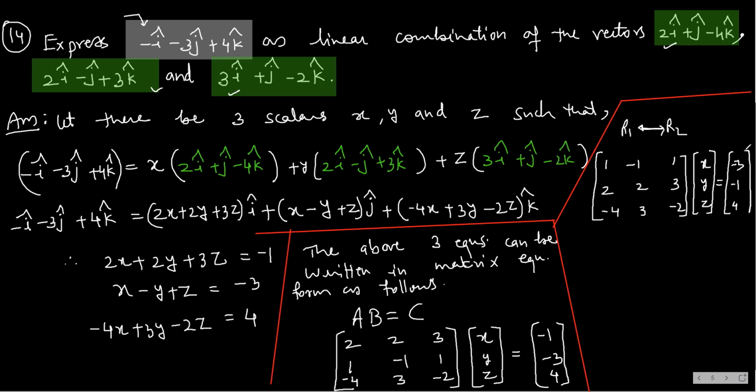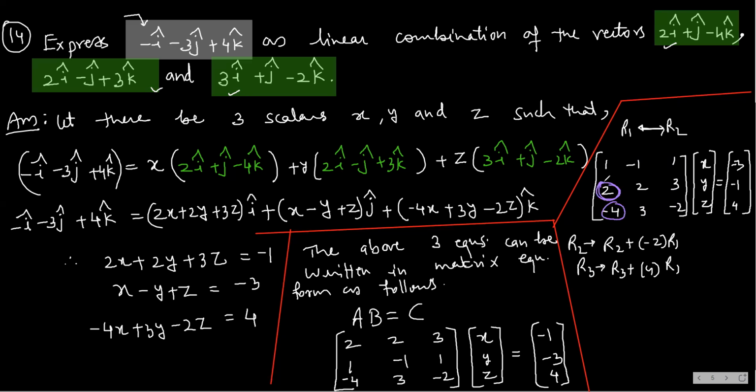Now see this next. Now what I will do is write R2 changes to R2 plus minus 2R1, and R3 changes to R3 plus 4R1. I'm multiplying negative 2 in this and adding to R2, and multiplying positive 4 in this and adding to R3. Why am I doing this? Because I want to get 0 at this and this.